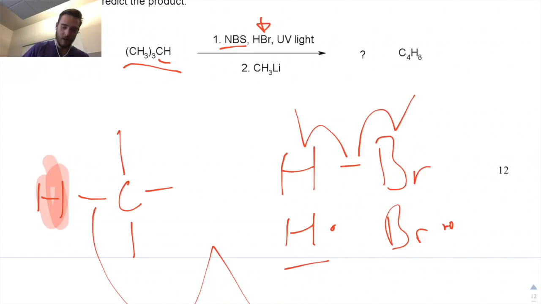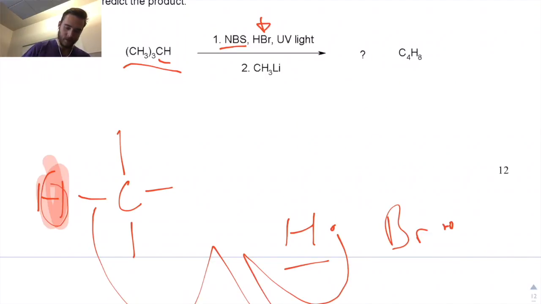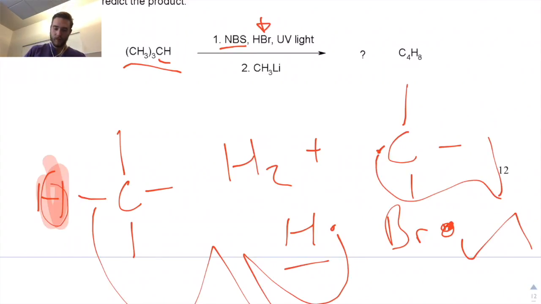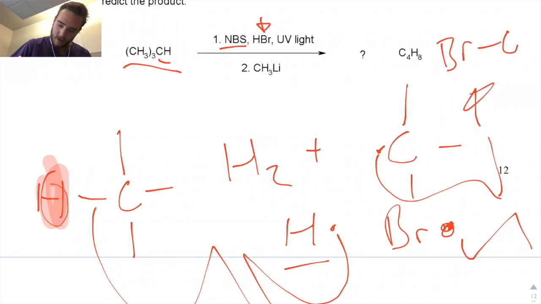One electron from that bond and this electron, they're going to come together, kicking this H off. Let's get rid of some of this clutter right here. We would make H2 plus our tertiary radical, right? We're left with this bromine radical. So what happens? Well, those two go together, making this. So we'd have bromine with our C and our 3 CH3s. So now we have this.